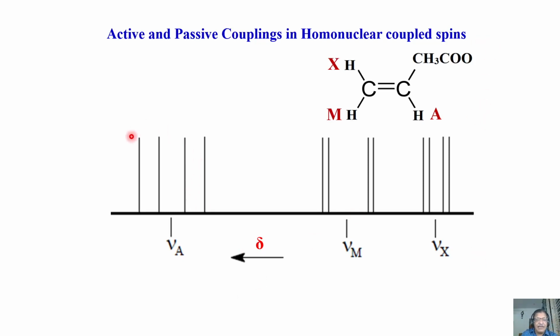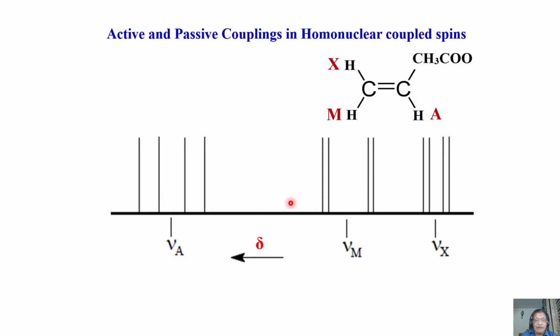Let us concentrate on this region. What is this region? This corresponds to proton A. So for proton A, the center of this multiplicity pattern gives you the chemical shift of A. That I have been telling you. Don't get confused. Now the 4 peaks are there.